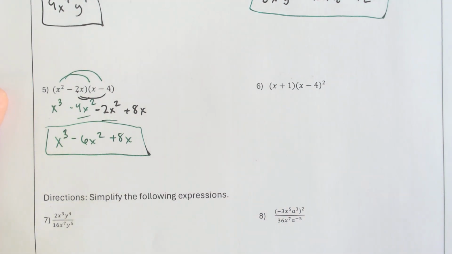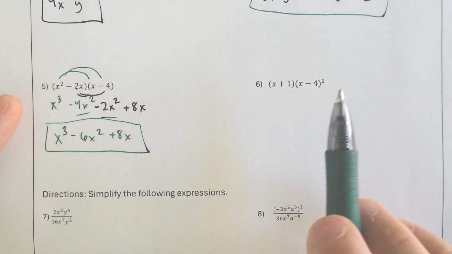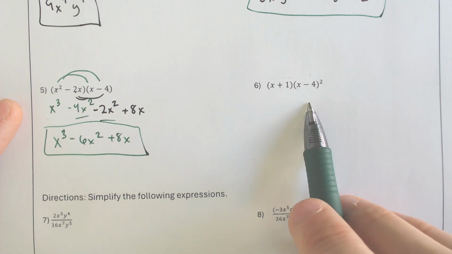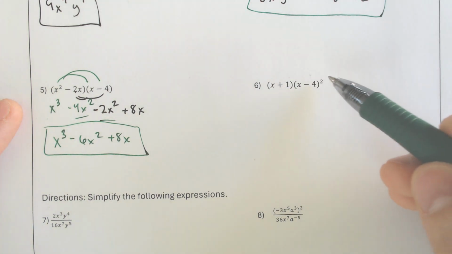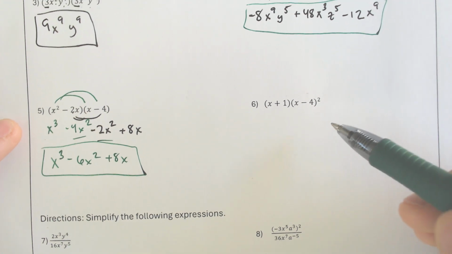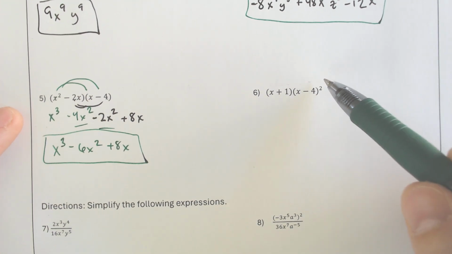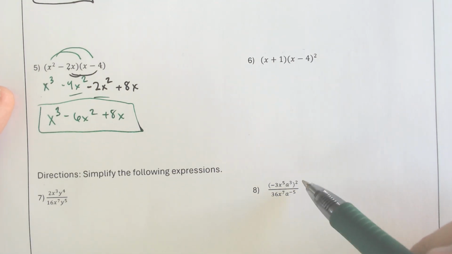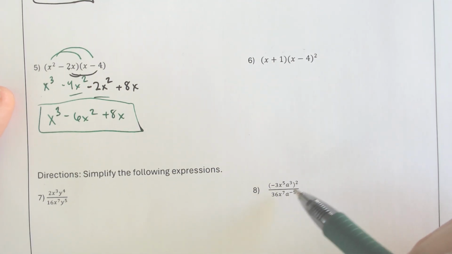All right, you can, but you don't have to. This next one, you may be tempted to FOIL first, but you cannot. You also may be tempted to distribute the squared, but you cannot. You cannot distribute the squared if there is a minus or a plus sign in between. Over here on number 8, there is not a minus and plus sign in between. I could distribute the negative.